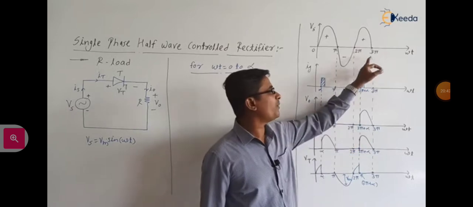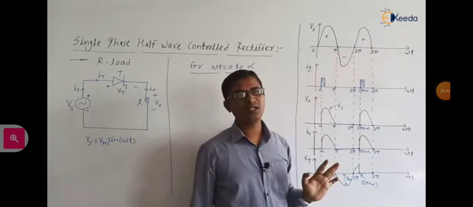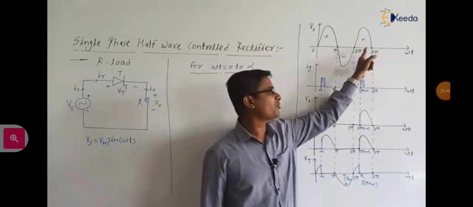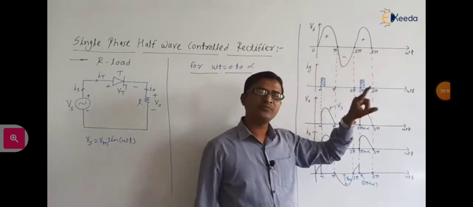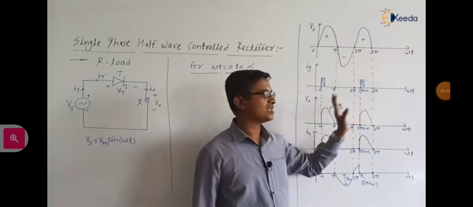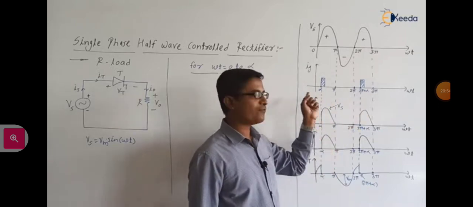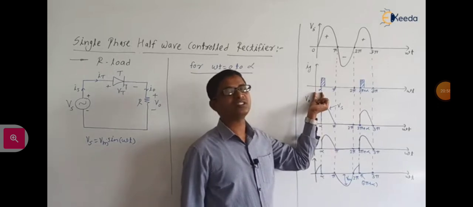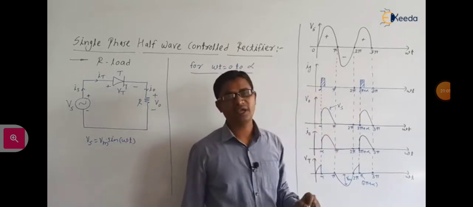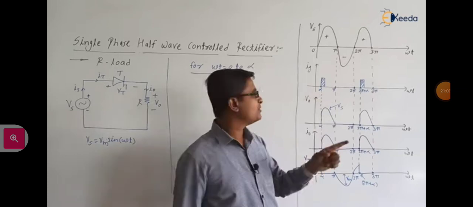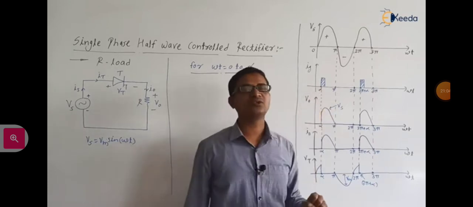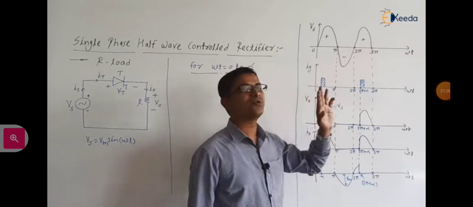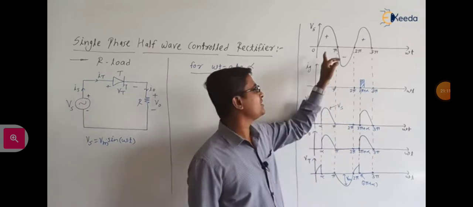Next, from 2 pi to 3 pi, Vs is positive, which means the thyristor is in the forward bias mode. So we apply the gate signal to the thyristor at 2 pi plus alpha. Alpha is the firing angle. This angle is alpha, which is nothing but the firing angle of the thyristor. Firing is nothing but triggering, meaning at this instant we are applying the gate signal to the thyristor. Therefore our thyristor will turn on at omega t equal to alpha, because it is already in the forward bias mode.